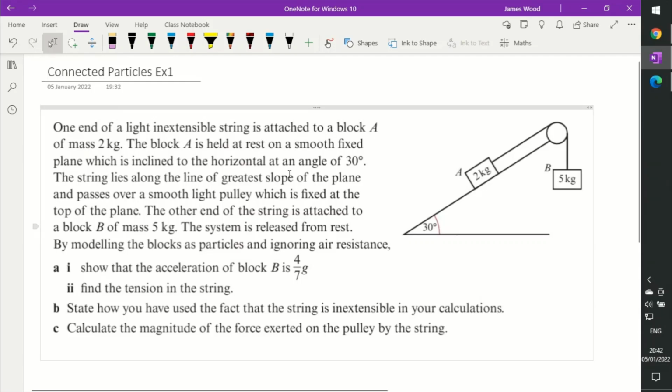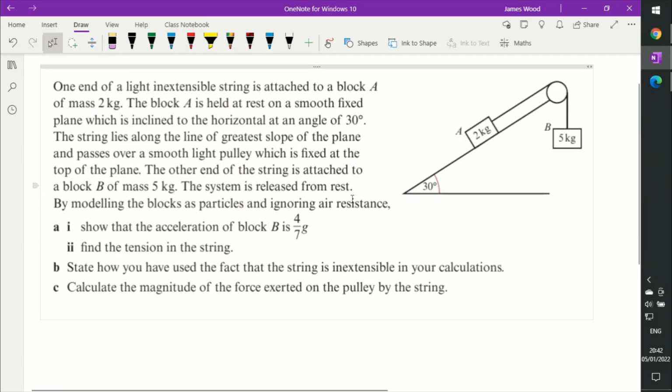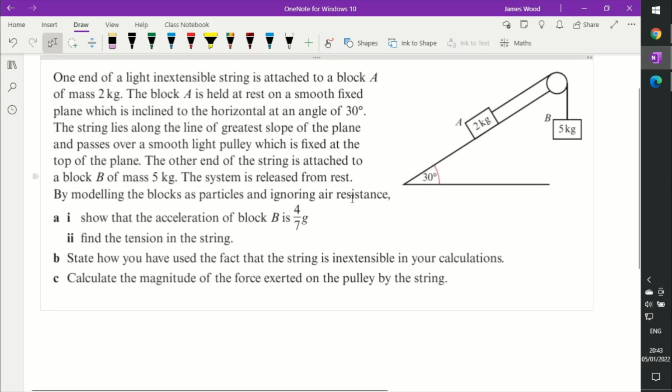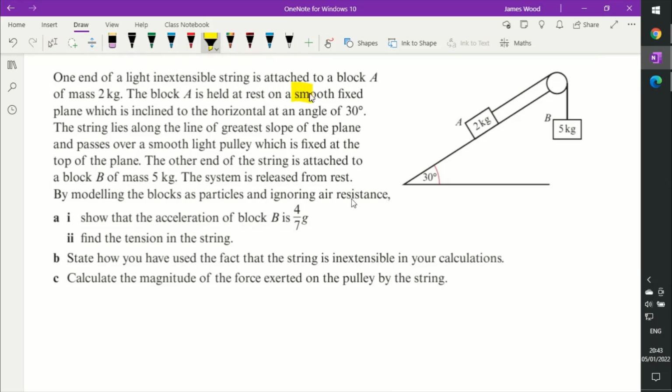Okay, let's have a look at this example here. So one end of a light inextensible string is attached to block A, that we can see in the picture, mass 2. It's held at rest on a smooth fixed plane. The fact that it's smooth makes things easier because we do not have to worry about friction here. And it's inclined at an angle of 30.